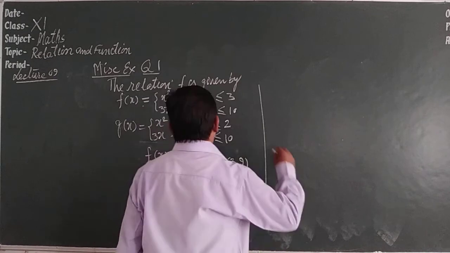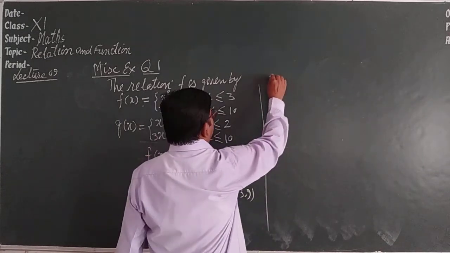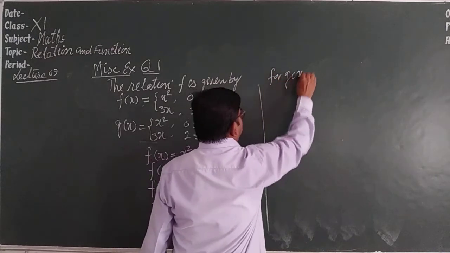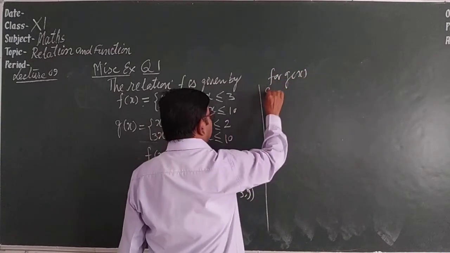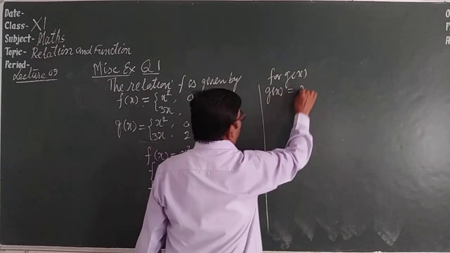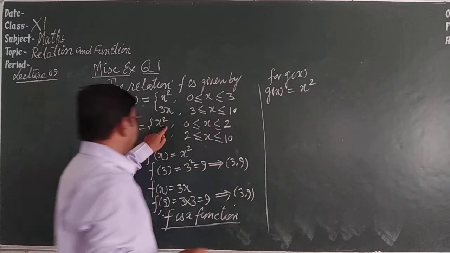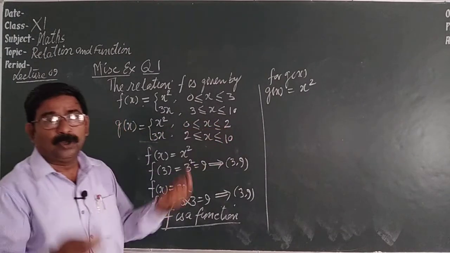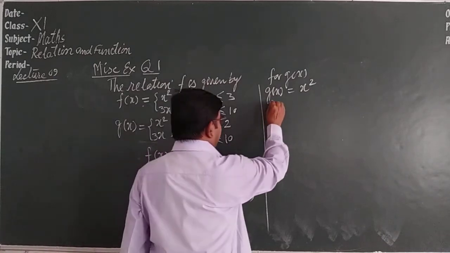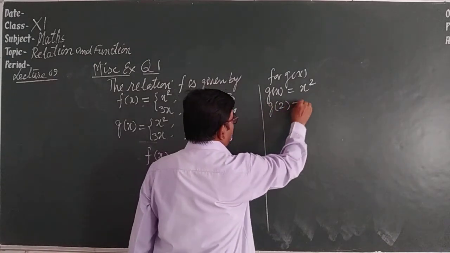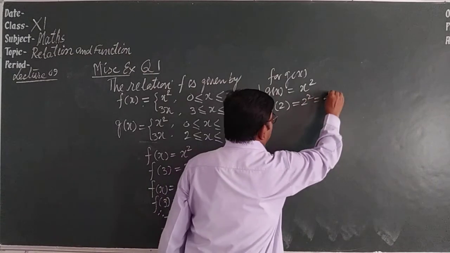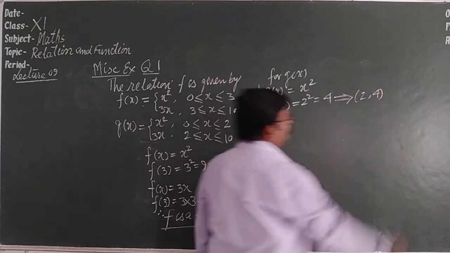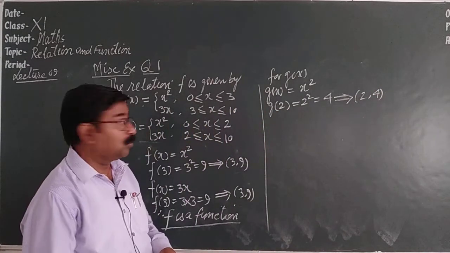Now in case of gx, let's see, gx is equal to x square, this function I am taking, and its limit is 0 to 2 and 2 to 10. So the common element is 2, so we are going to put 2 to find g2, so we have 2 square, this is 4. So what is the ordered pair? 2 comma 4.